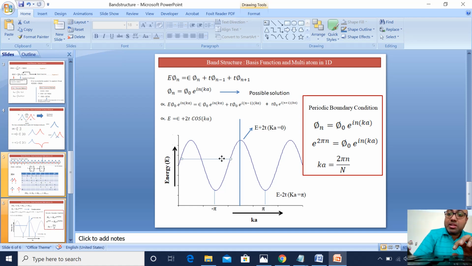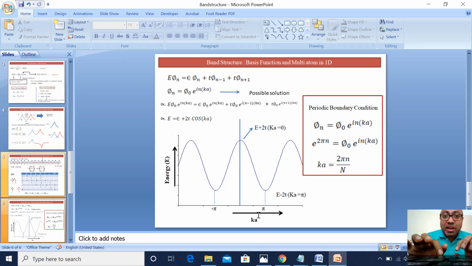Now the question is: are all Ka values acceptable? You look at that. K is actually called the angle of cos. So is it like 30, 30.1, 30.3, 30.6, 30.9, 30.10, are all acceptable here? No. So we need to find out which ones are.